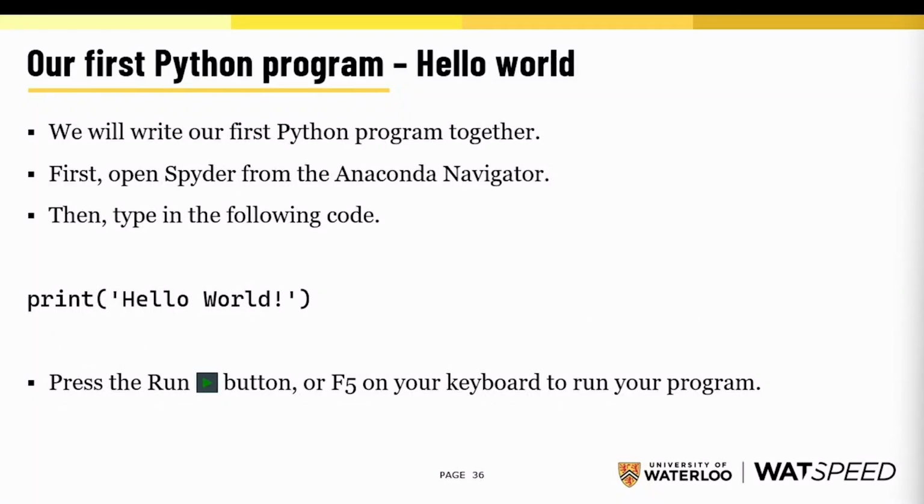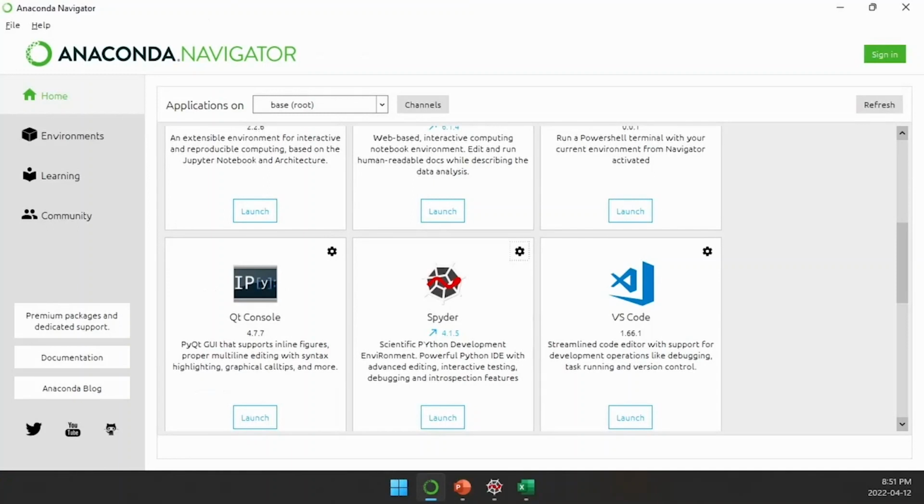In order to run our first program, we need to launch the Spyder editor. First, open Spyder from Anaconda Navigator, and then we're going to type in the following code: print, bracket, quote, hello world, quote, end bracket. Let's get Spyder launched. Open up Anaconda Navigator and scroll down to the Spyder button and click on Launch.